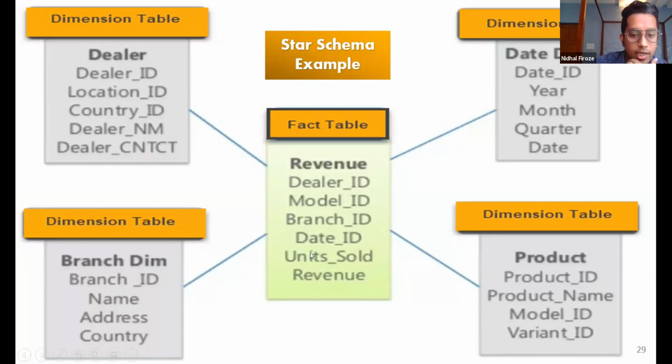Okay, and why is it called a fact table? Because the units sold and the revenue, these are the key metrics, and that's where they are housed. All of the others will have only dimensions and no metrics in there. Okay, all of these are only dimensions. So there's a date table, there's a product table, there's a branch table, and there's also a dealer table.